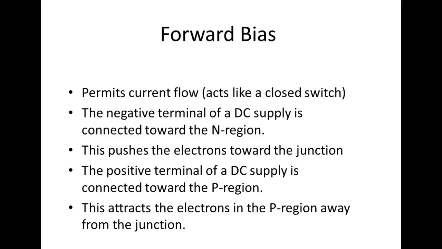That makes sense? The negative terminal of the DC bias is connected to the N region. This pushes the electrons toward the junction. The positive terminal of the DC supply is connected to the P region. This attracts the electrons in the P region away from the junction.